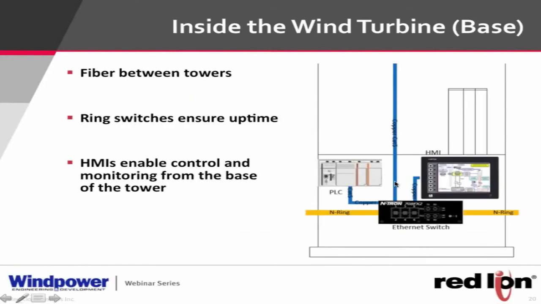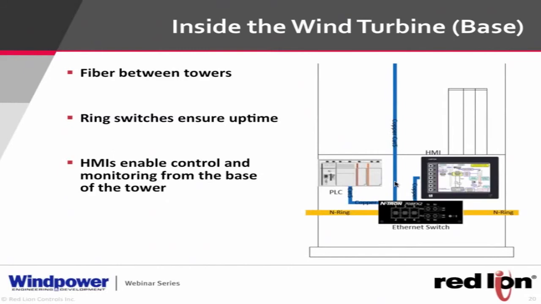So let's go inside the turbine right quick. Fiber between towers, and this is what a typical turbine or wind farm is going to look like. You're going to have wind turbines scattered throughout at the optimum elevation for the environment there. There's going to be a long distance between each one of the turbines, and because copper has a limitation of 328 feet, the only way to get there is fiber optic cables.